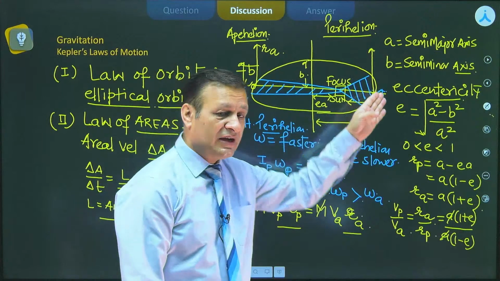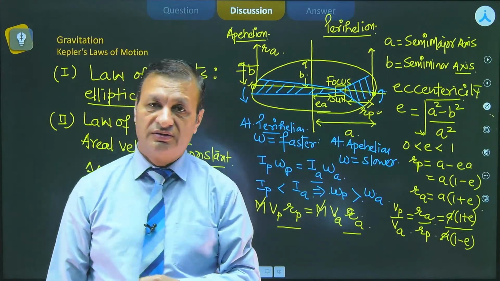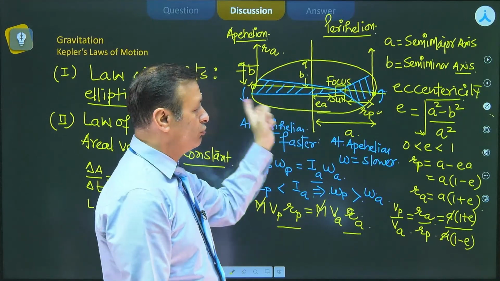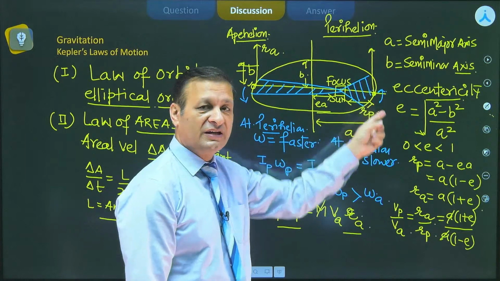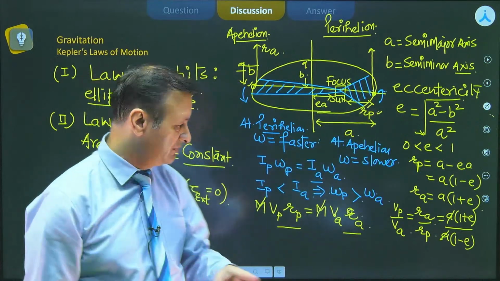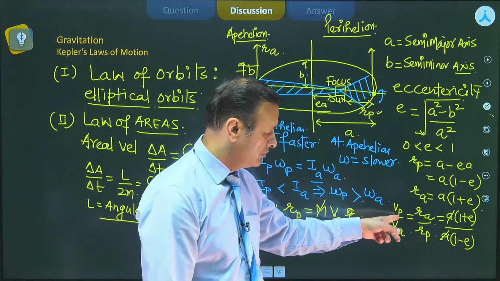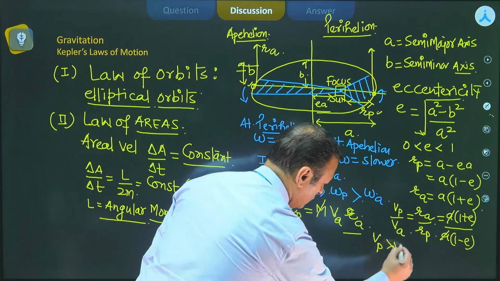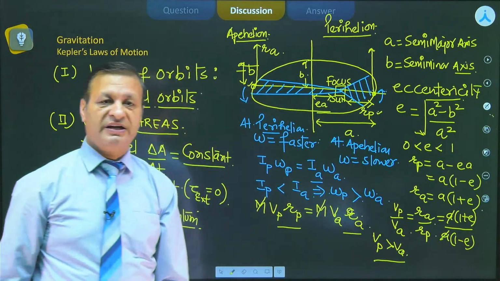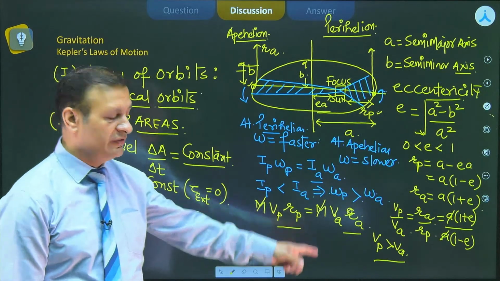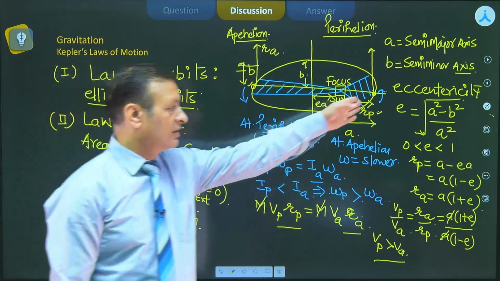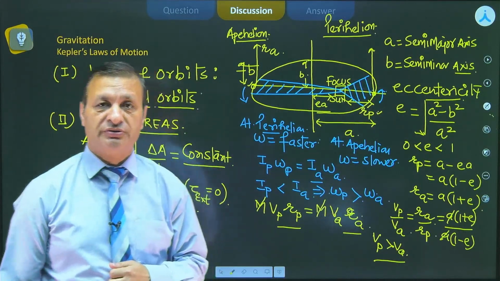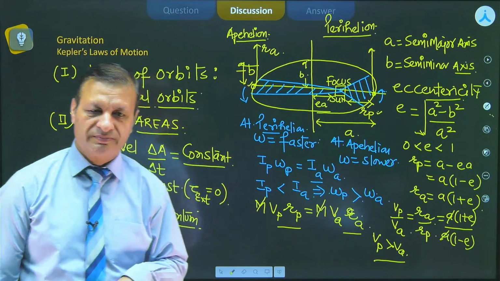Now, if I ask you what is the kinetic energy as you move from perihelion to aphelion point, or between these two points. When you are nearby, omega is fast, so linear speed would also be fast at perihelion position. So Vp is more than Va. Do we understand? So when you say Vp is more than Va, it means kinetic energy would also be more as compared to this position. Any doubt from this part?